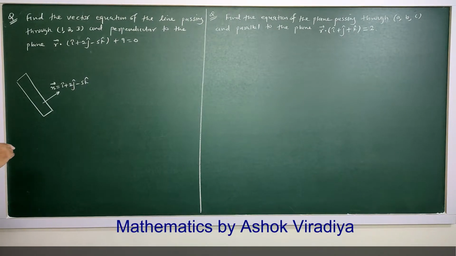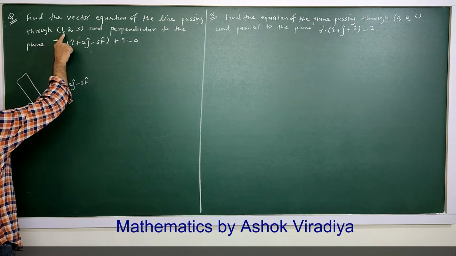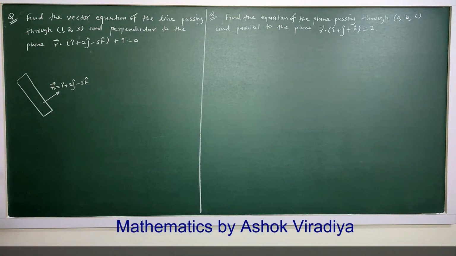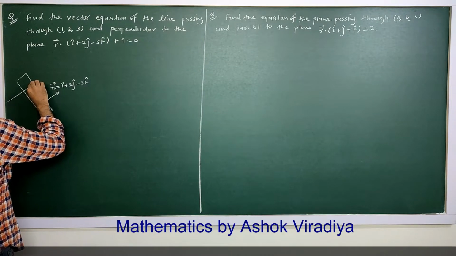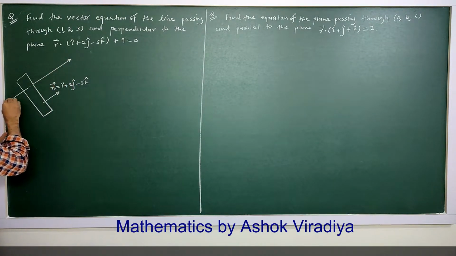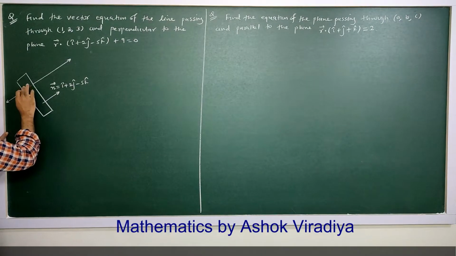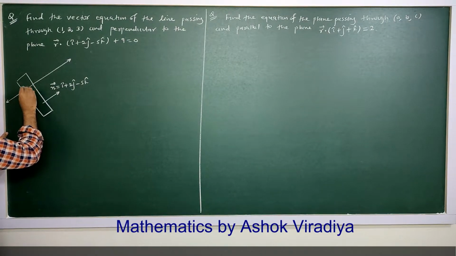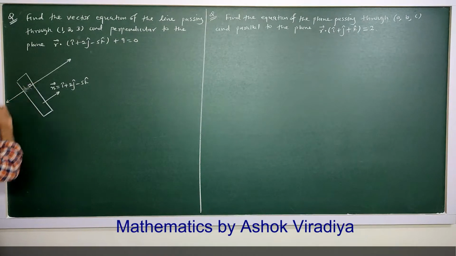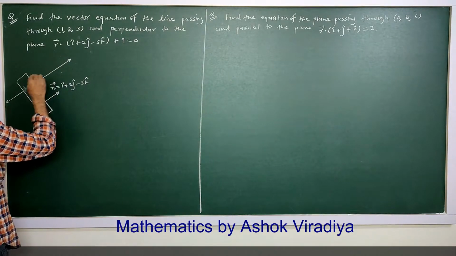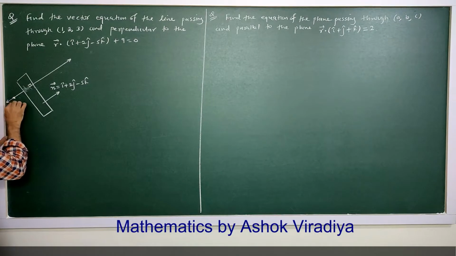Now the required line is passing through (1, 2, 3) and perpendicular to this plane. So perpendicular to this plane, this will be the required line. It may be something like this. It is perpendicular. And this line is passing through (1, 2, 3). Suppose the point is here, (1, 2, 3).